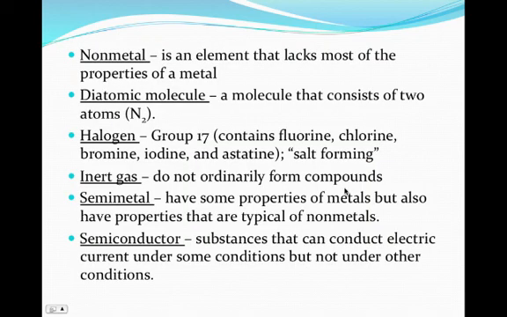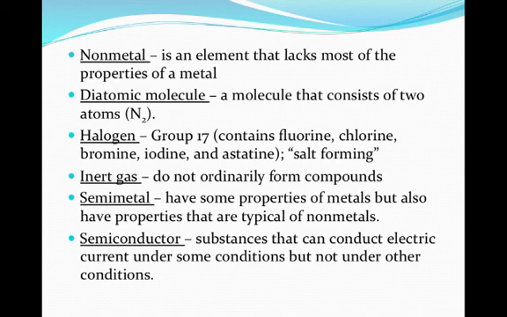So a nonmetal is an element that lacks most of the properties of a metal. A diatomic molecule is a molecule that consists of two atoms, like N2. Halogen is group 17. That contains fluorine, chlorine, bromine, iodine, and astatine. Those are all salt forming, the salt family. Inert gases do not ordinarily form compounds. Those are like the noble gases. Neon, xenon, the very last column in the periodic table.